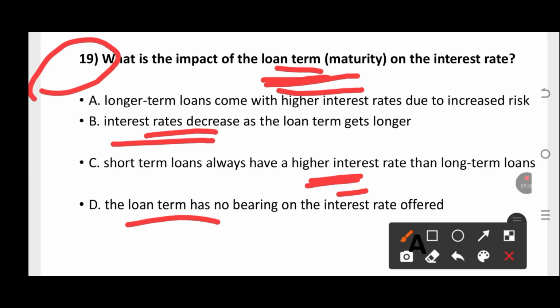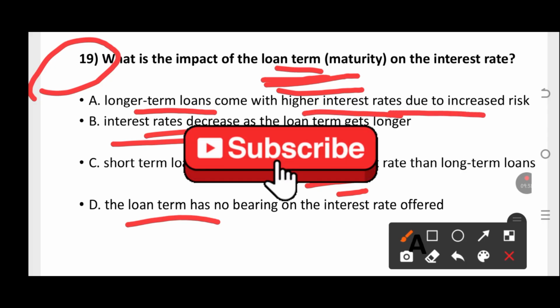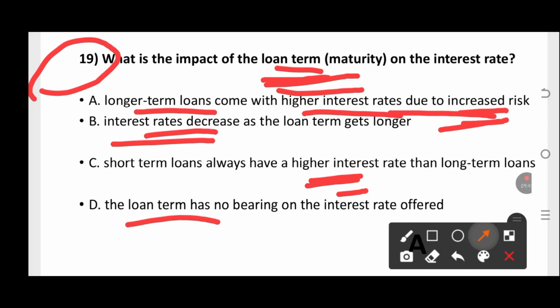B. Interest rates decrease as the loan term gets longer. C. Short term loans always have a higher interest rate than longer term loans. D. The loan term has no bearing on the interest rate offered. But the correct answer is A: longer term loans come with higher interest rates due to increased risk. This is the impact of loan term or maturity on the interest rate.